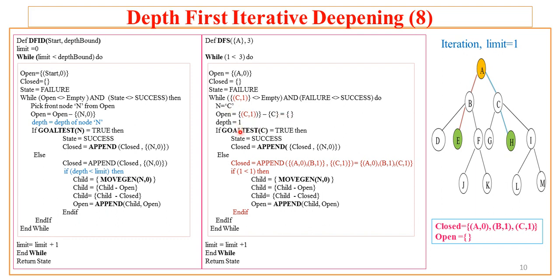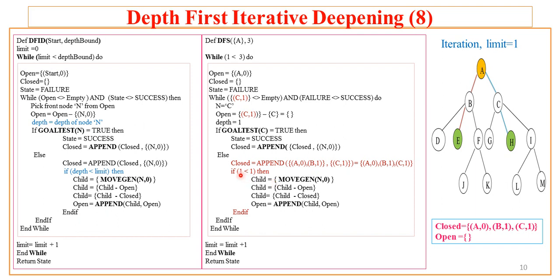Depth of C is 1. It tests whether C is the goal node or not. As it is not the goal node, it gets into the else part. Now it appends this C to the closed. Closed was having A and B, and now the current node C is appended, so closed is having A, B and C.